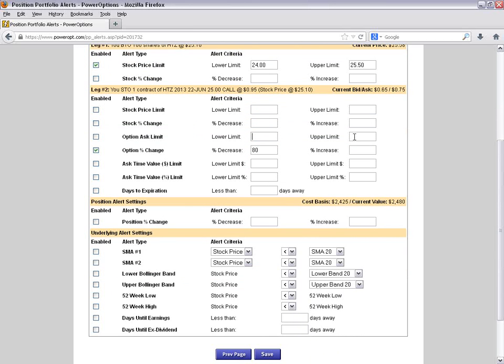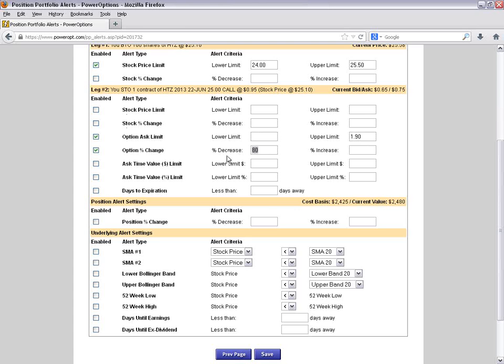If I wanted to be notified if the option gained in value or had a price more than double my initial entry price, what do we put in? 95 cents. So if I want it to be known if it rose to $1.90, or if it dropped down to 10 cents so I could buy it back and make 80% of what I wanted to.